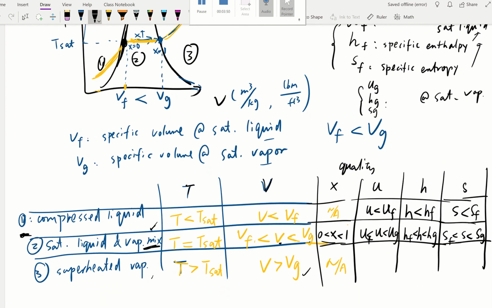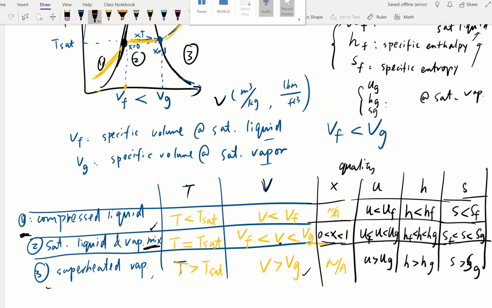Alright. Now how about the last region? If it's a superheated vapor, we know the internal energy is even going to be greater than the saturated state. Same thing for H. It's going to be greater than specific enthalpy at saturated vapor, Hg. This is going to be greater than Sg. So I think this table will be quite comprehensive and help us determine what phase that is.